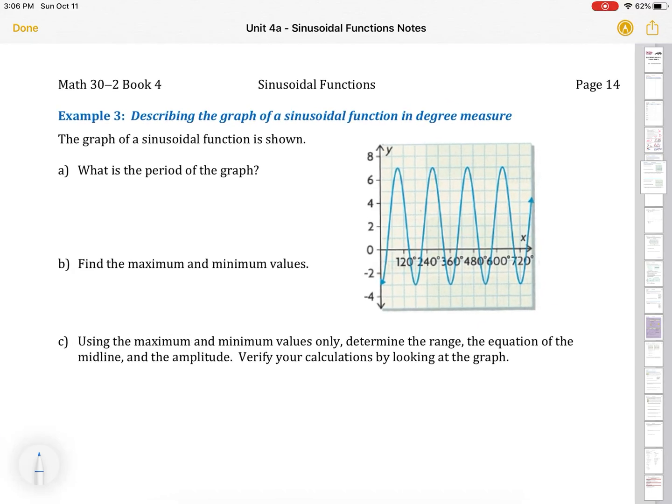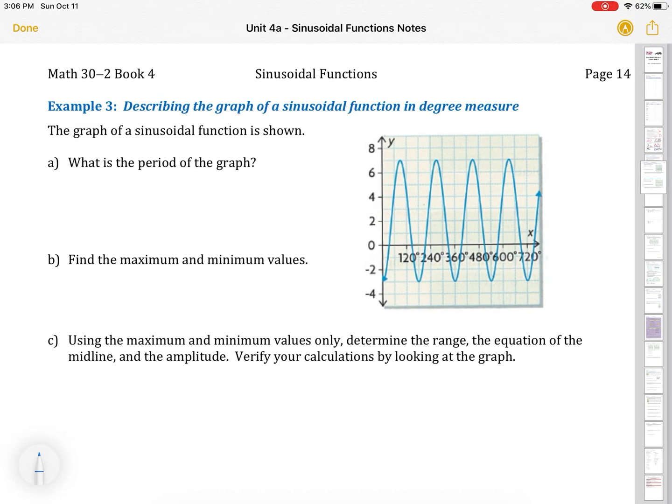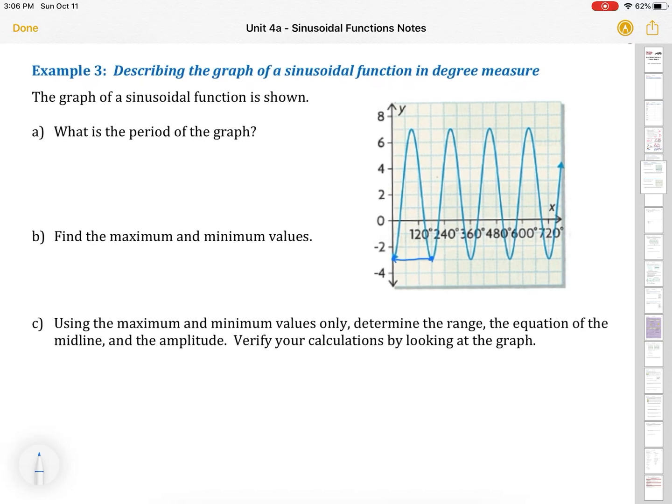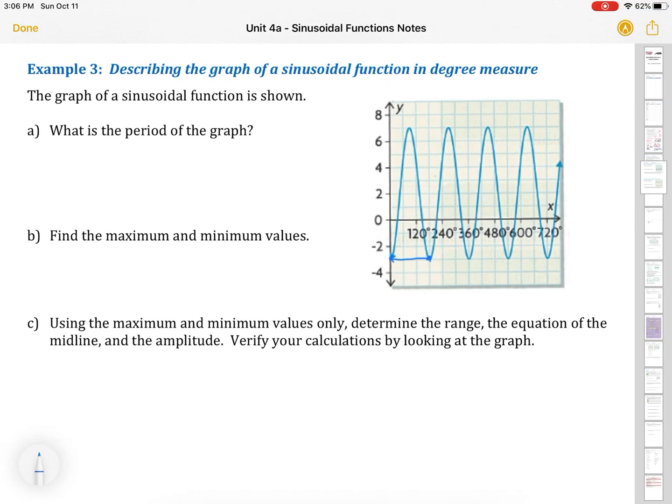Describing the graph of a sinusoidal function in degree measure. Okay. So if we look at this and we want to know what is the period of the graph, well, the period goes from crest to crest, right? So if we start at 0 and we go to the top, we can do either minimums to minimums or max to max. Either way will work. I'm doing minimums to minimums because it starts at 0, right?